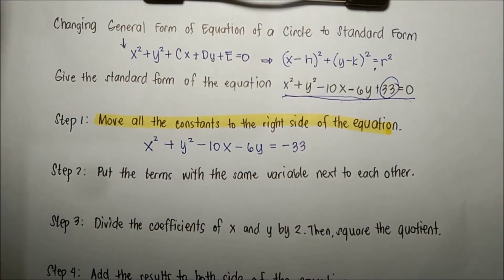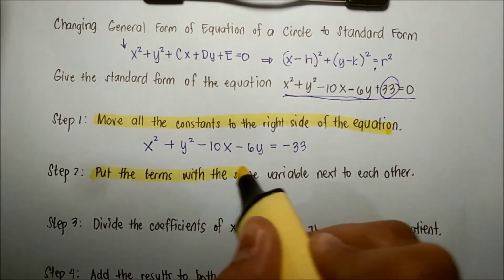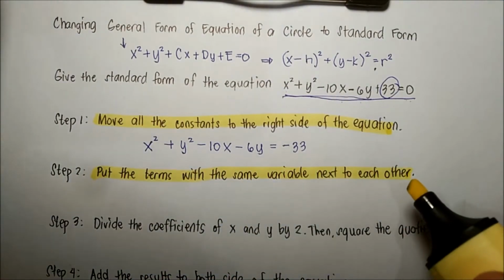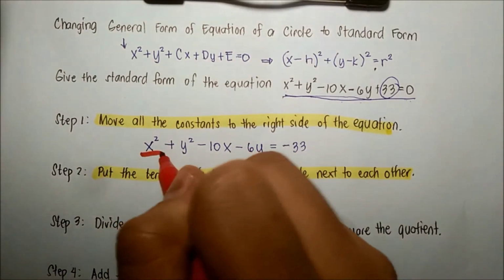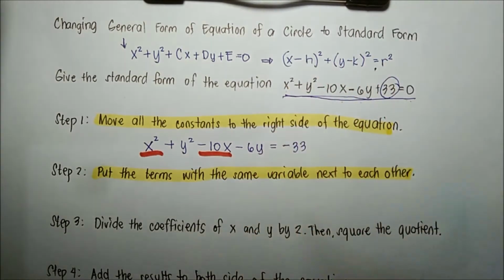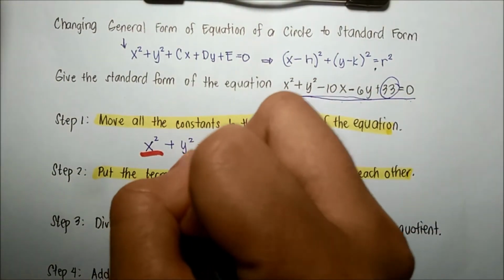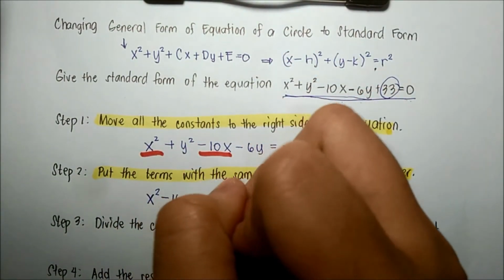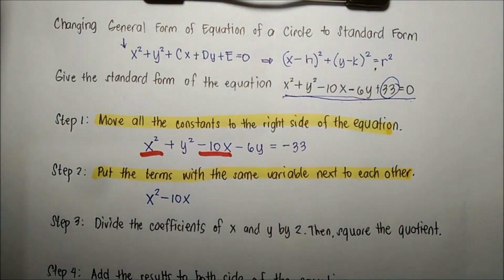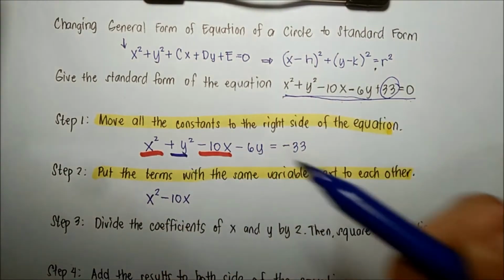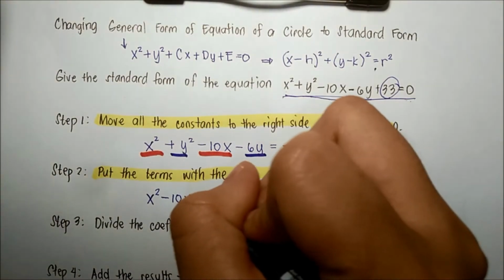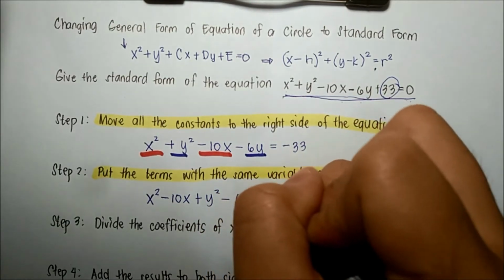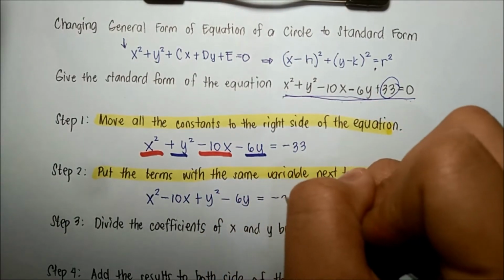Next step is put the terms with the same variable next to each other. What are the terms with the same variable? We have x squared and negative 10x. So we're going to write x squared and then negative 10x. Next is y squared, which has the same variable as negative 6y. So we have positive y squared minus 6y, and then copy negative 33.